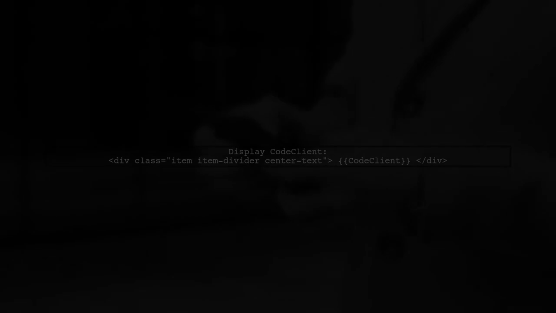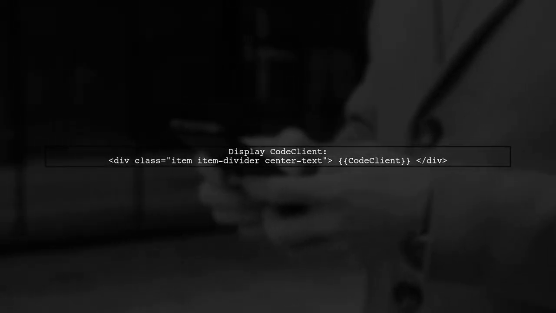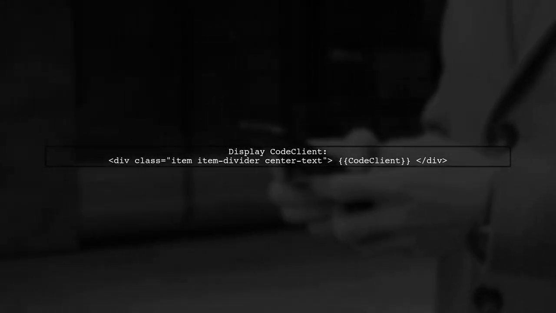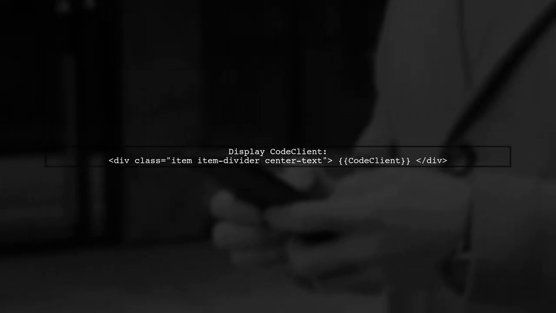Don't forget to update your controller to handle the new parameter. Add a variable for code client and ensure it can be updated from the ui-sref. Finally, in your HTML, you can display the code client variable directly without needing ng-repeat.